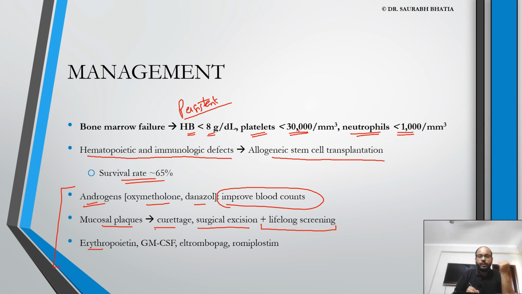Other drugs like erythropoietin to increase hemoglobin levels, GM-CSF to increase leukocytes, eltrombopag increases platelets, and romiplostim also increases platelets. These can be given to the patient so that the counts will increase. Remember, cytopenia is the first sign of bone marrow failure, so you can give these drugs to increase the individual cell counts.